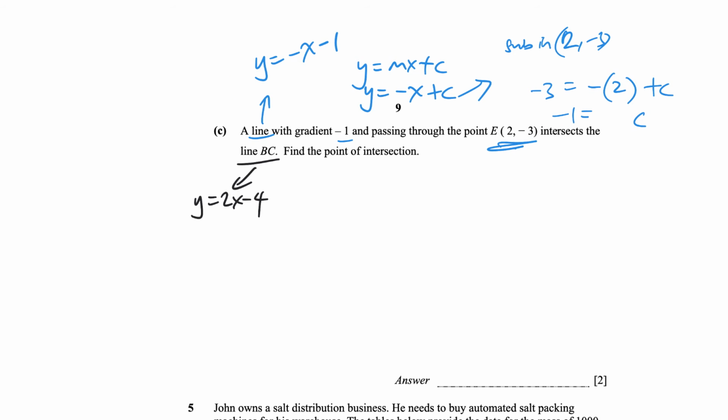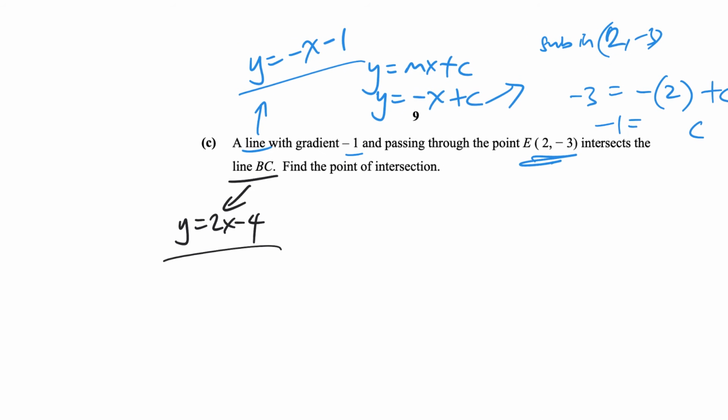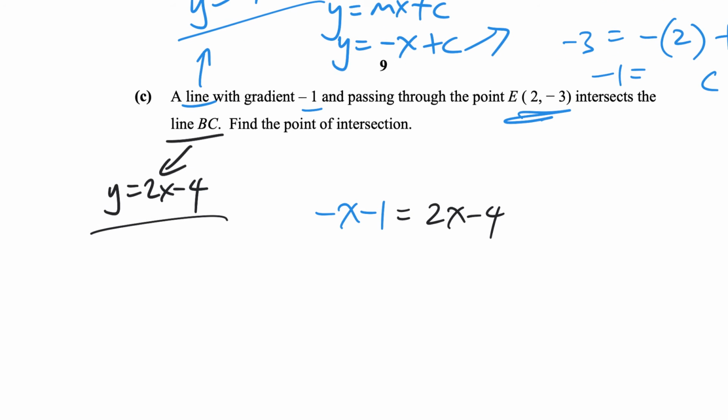So we have two lines, this line and this line, and we want to find where they intersect. We just equate them. Both are equal to y, so both y's must be equal at some point. So -x minus 1 must equal 2x minus 4. And we solve. Let's move the -x over, and the -4 over. You get 3 equals 3x. So x equals 1.